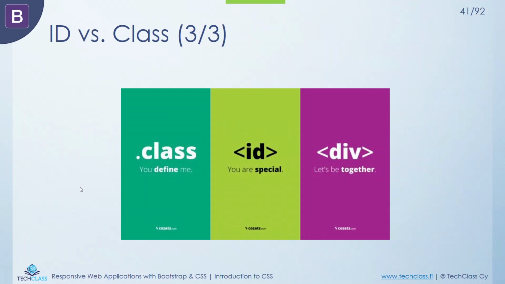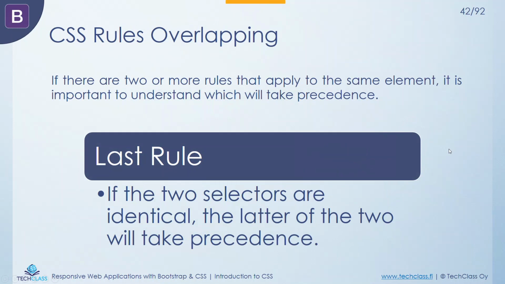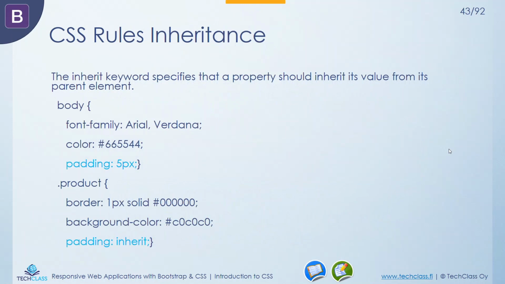And here is a fun comparison between class, ID, and div. You can also insert many elements inside of a div element, and then by applying rules to this div element, you're applying them to all of those elements inside of a div HTML tag. And for overlapping, the last rule is the one being applied. Not the first one, not the second one, the last one actually, in order of how the browser is loading and rendering your web page. And here you can also see the inheritance.